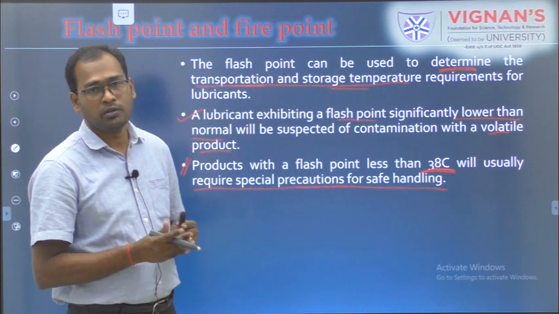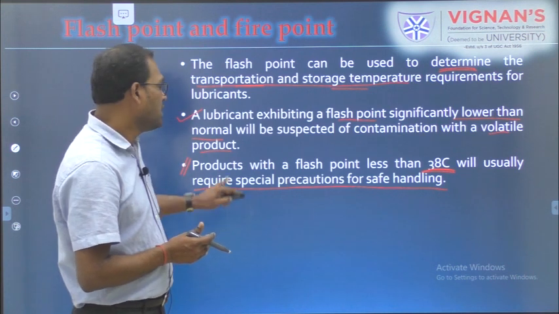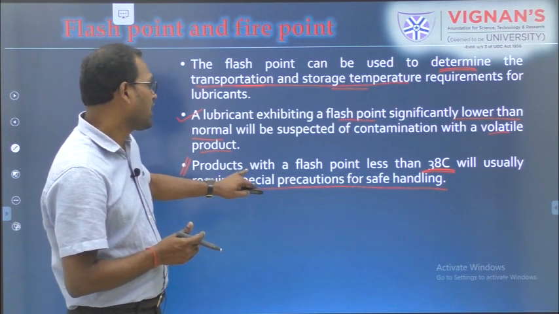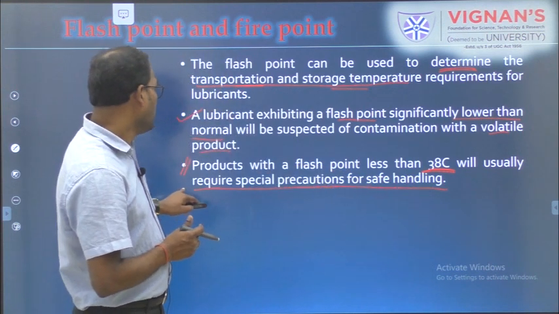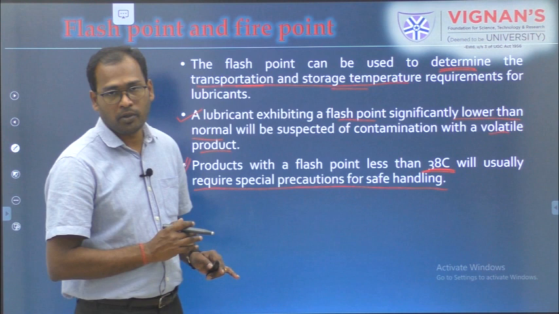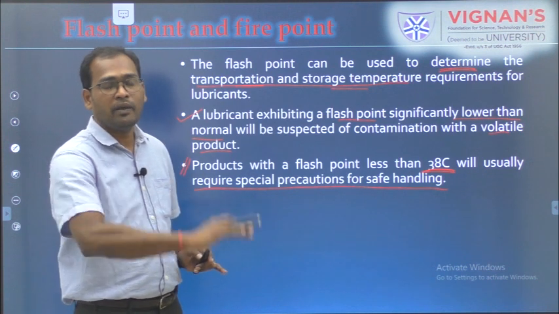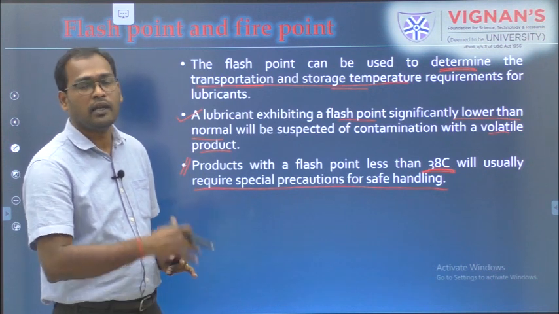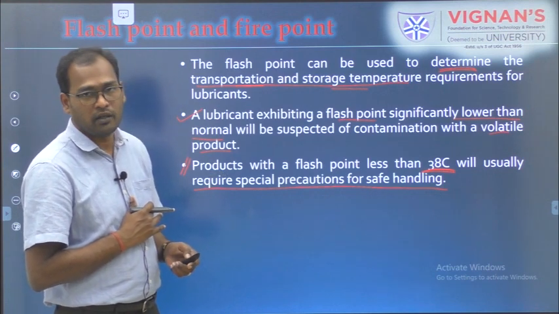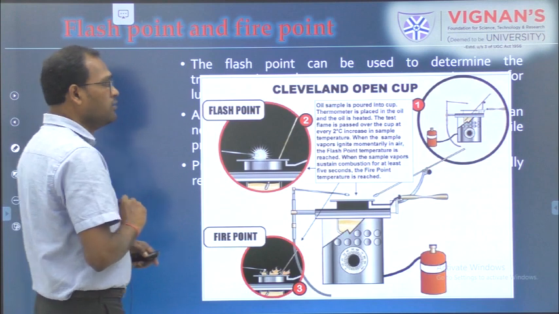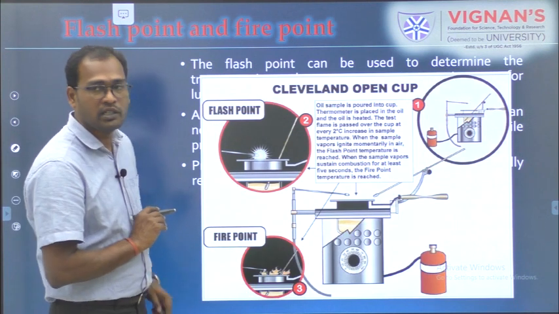Products with a flash point less than 38 degrees Celsius will usually require special precautions. So any lubricant which has a flash point less than 38 degrees Celsius will usually require special precautions so that the vapor density is reduced and it can be easily transported and used efficiently.